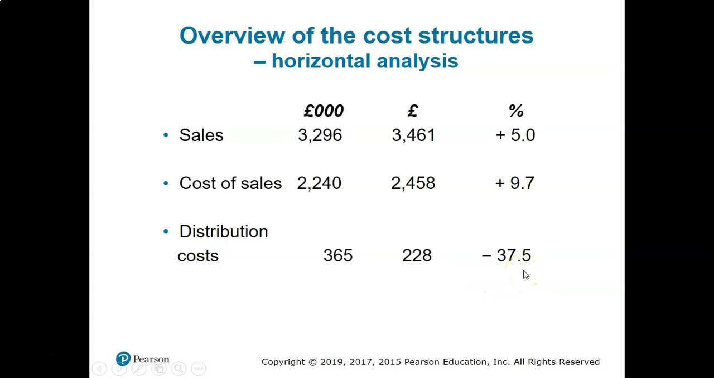I already explained horizontal analysis. Previously, it was just showing vertically. Now we see the changes between the years, right? So how can you calculate this 5%? We have to find the difference between the years, so 3,461 minus 3,296, divided by 3,296, multiplied by 100. So you will see a 5% change, right?